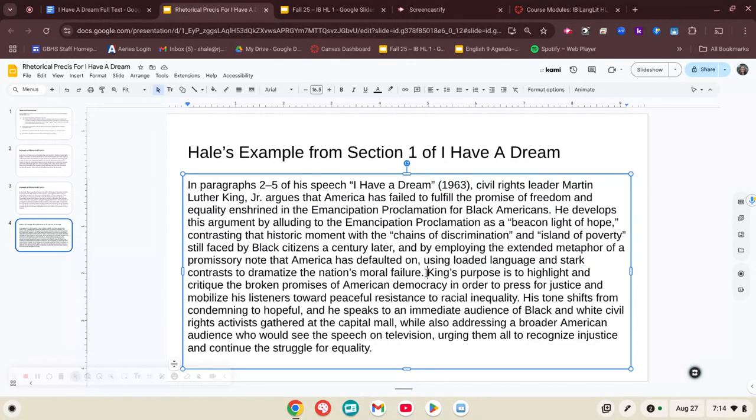The next part is the purpose, is to highlight and critique the broken promises of American democracy. And then I have my in order to press for justice and mobilize his listeners. And then I noted that his tone shifts from condemning to hopeful. He speaks to an immediate audience of black and white civil rights activists. That does not actually need to be capitalized, I don't know why it is. Of black and white civil rights activists gathered at the Capitol Mall, while also addressing a broader American audience who would see the speech on television, ultimately urging them all to recognize injustice and continue the struggle for equality.